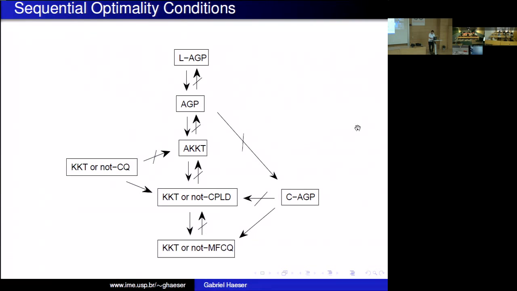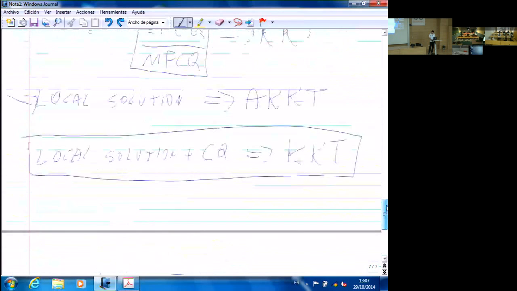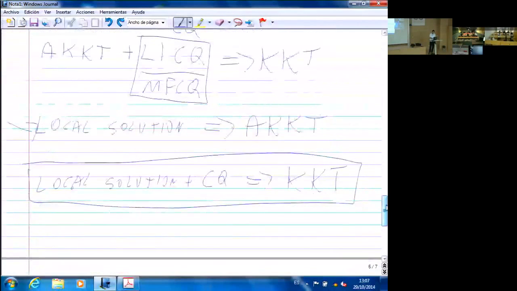Okay, and this lower part of the picture is showing that, in fact, this approximate KKT condition is at least as good as this other type of condition. So this is what is typically used. So let me go back to my drawing here. We have something like this.